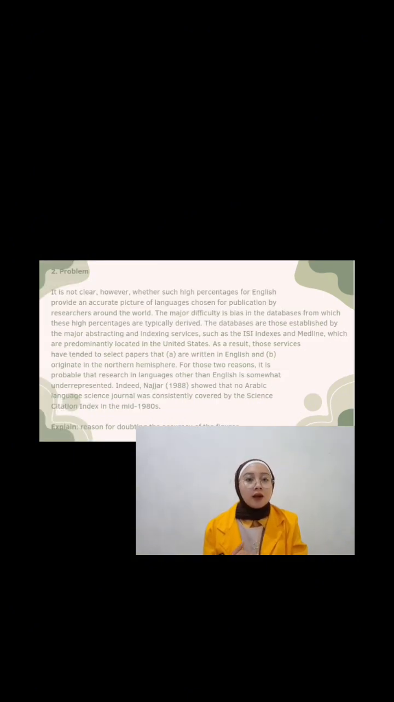And second part, problem. Why does this paragraph include the problem part? Because this paragraph explains the reason for doubting the accuracy of the figures and gives the main problem. You can see the characteristic in the first sentence. Is it not clear? And the databases are those established by the major abstracting and indexing services. Is it the characteristic of why this paragraph includes the problem part?